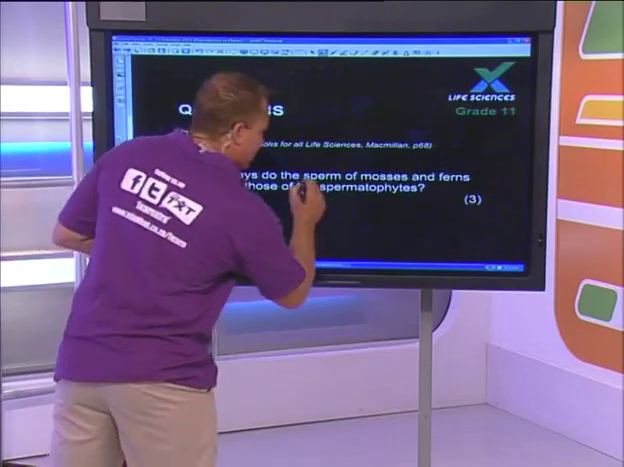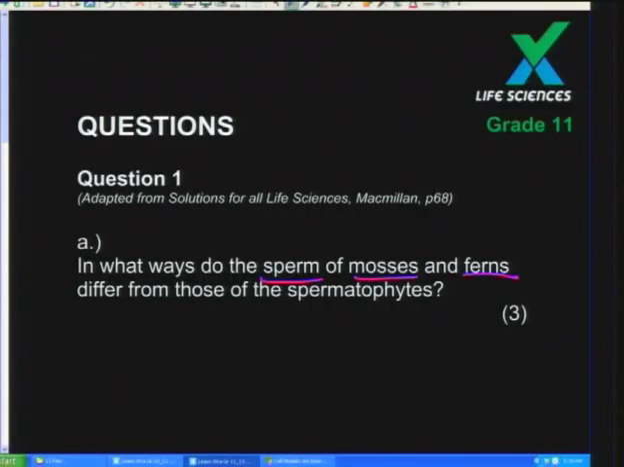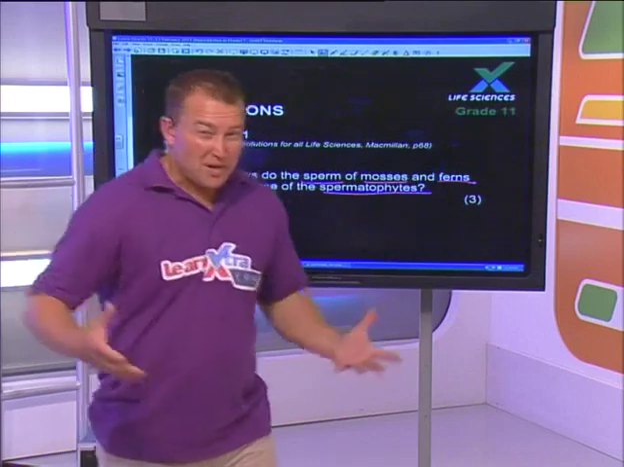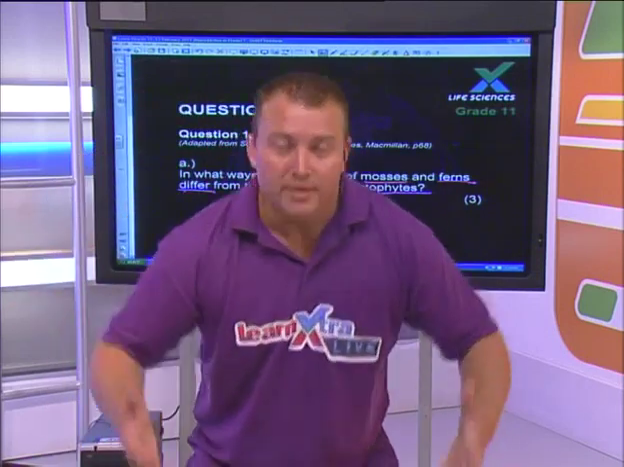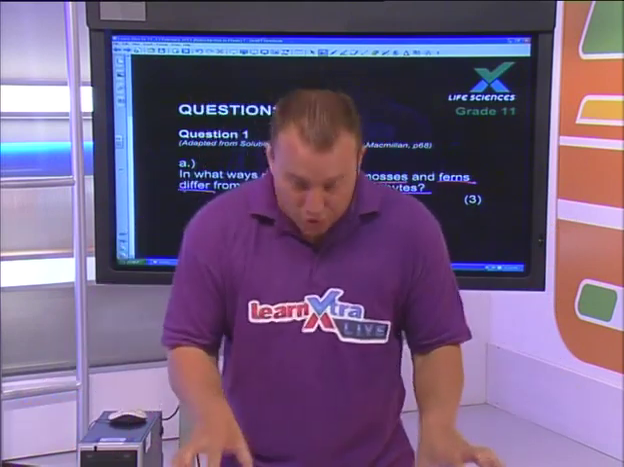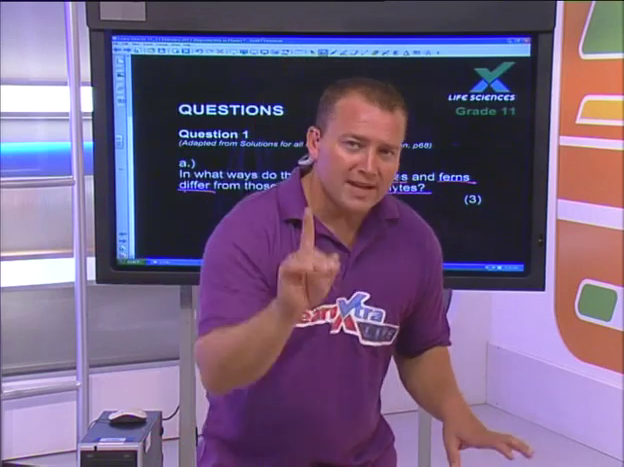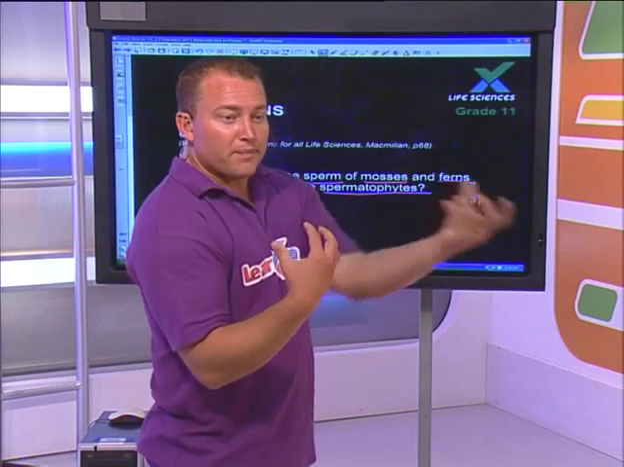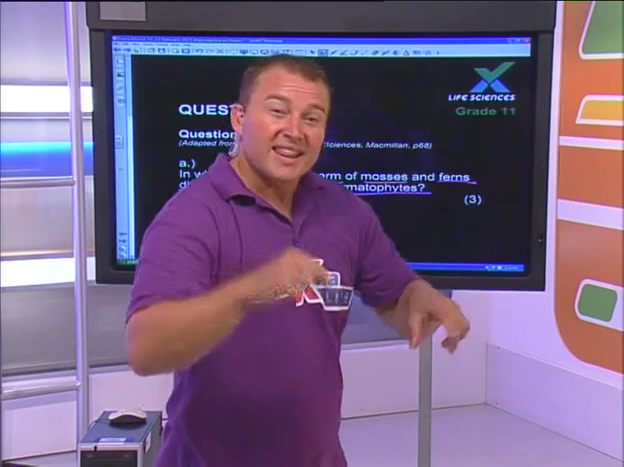In what way does sperm in moss and ferns differ from those in spermatophytes? Now, those are big words, huge words. Automatically they've told you we're looking at moss and ferns. Cool, so we've got those two. But what is a spermatophyte? Spermatophyte means they're not going to go through alternation of generation. They're not going to make spores. Can you remember I said the capsule spits out all the spores and the spores grow into the prothallus? These have only got sperm.